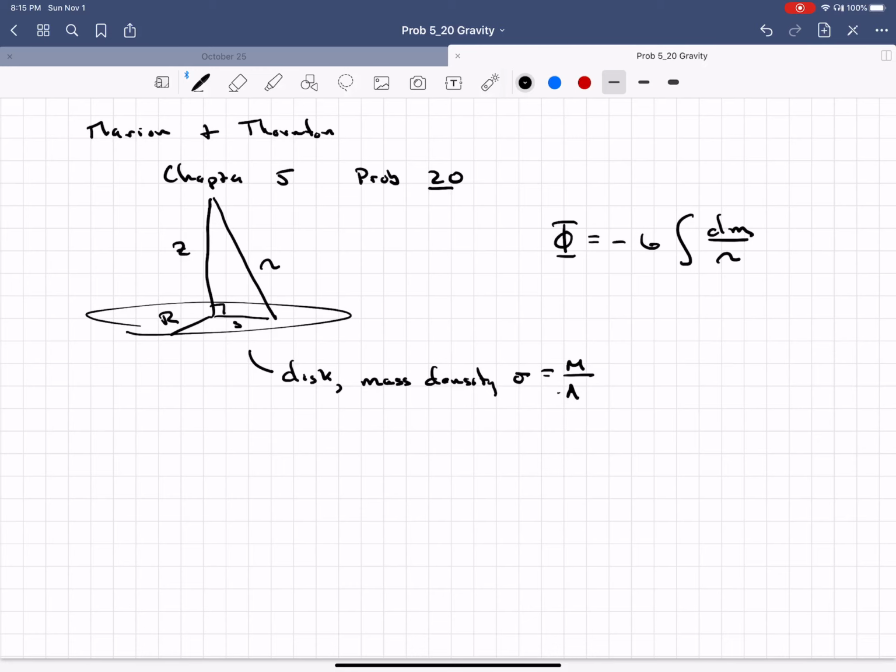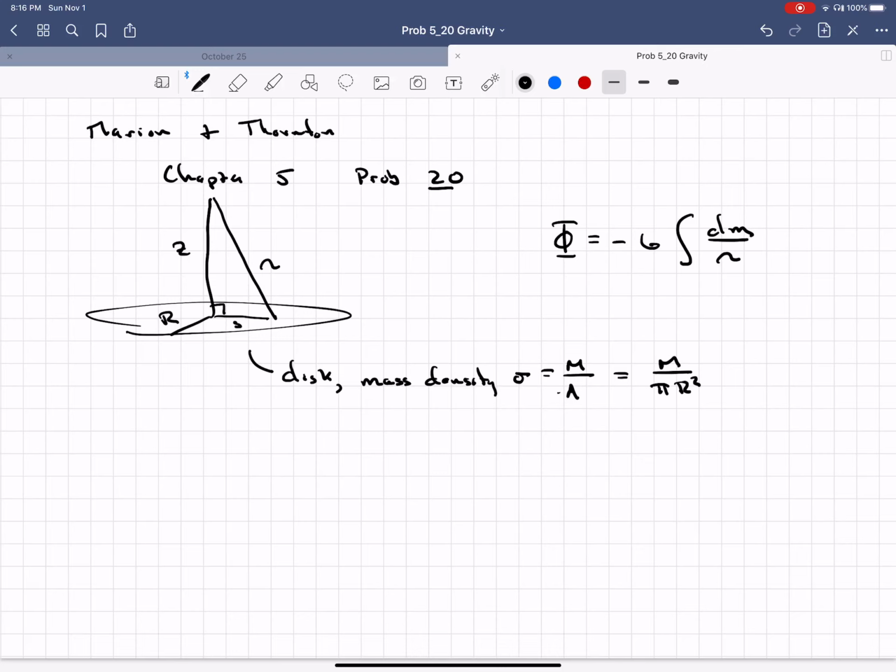So here we're going to do problem 20 in chapter 5 of Marion and Thornton. We have a disk that has a constant density sigma, which is the mass divided by the area of the disk. So that's going to be the mass of the disk divided by pi capital R squared, given that capital R is the radius of the disk.